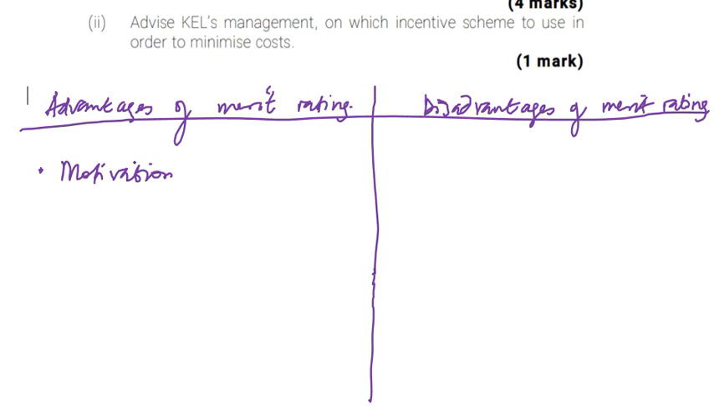How? Merit rating, as we have seen, is a performance evaluation technique which we can use to assess the performance of employees based on specific criteria. It can result into motivation. It can motivate employees to perform better by recognizing and rewarding their hard work and achievements. So if I know that I'm going to be recognized and my hard work is going to be rewarded, then I'm going to be motivated to perform better. So there will be motivation.